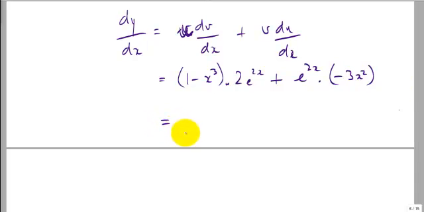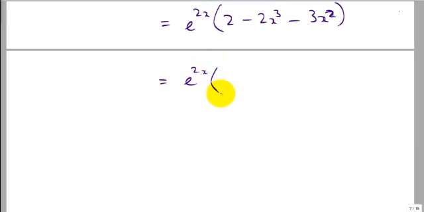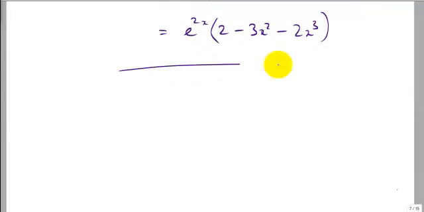And what you can do here, if you want to tidy it up, is the common factor here is e to 2x. So you take that outside the brackets, e to 2x, and that then goes into 2 minus 2x cubed minus 3x squared. And sometimes it's nice to just arrange the powers in the correct order. So you could say that's 2 minus 3x squared minus 2x cubed. Again, I'm not too worried about this tidying up bit here. The main thing is that you understand the product rule and you know how to get to this stage. And it's a nice little exercise to try to tidy it up a little bit like that.